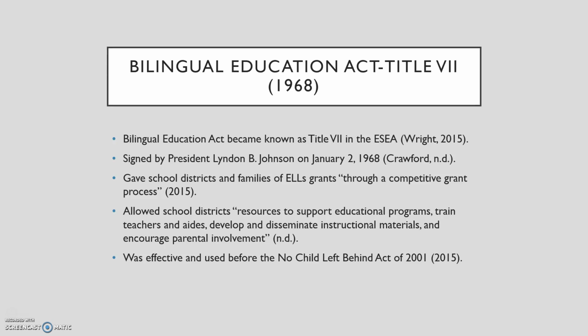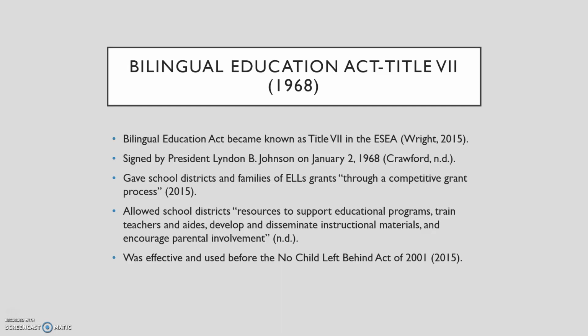The Bilingual Education Act in Title VII in 1968. The Bilingual Education Act became known as Title VII in the ESEA after it was signed by President Lyndon B. Johnson on January 2, 1968.